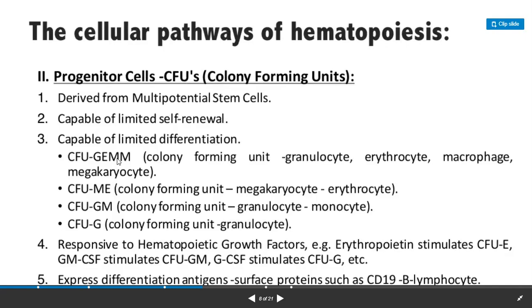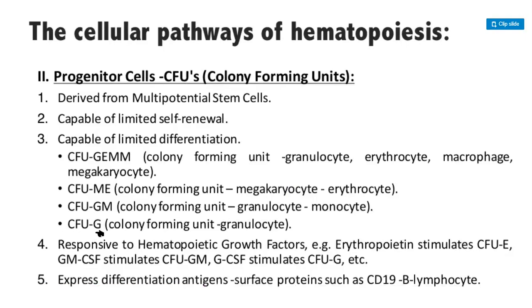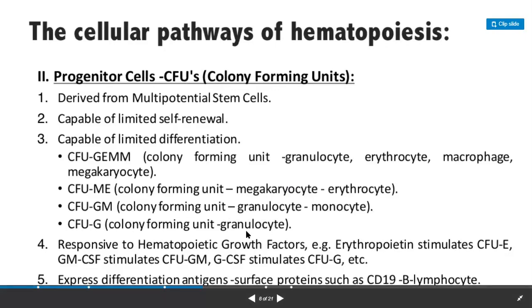Here, colony forming unit GEMM can differentiate into any of these. But when it becomes this colony forming unit, it can only give rise to megakaryocytes and erythrocytes. This one can only differentiate into granulocytes and monocytes. And then colony forming unit G, which is granulocytes, can only form granulocytes. It cannot form monocytes, it cannot form erythrocytes. So it has limited differentiation.